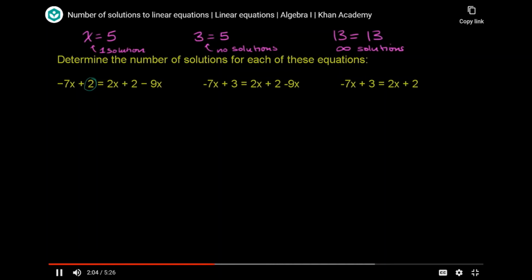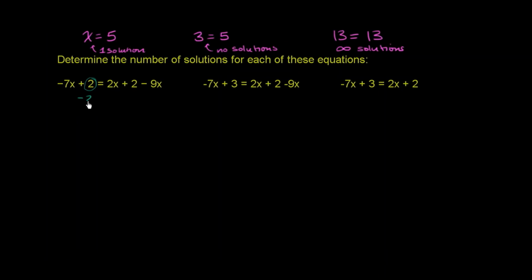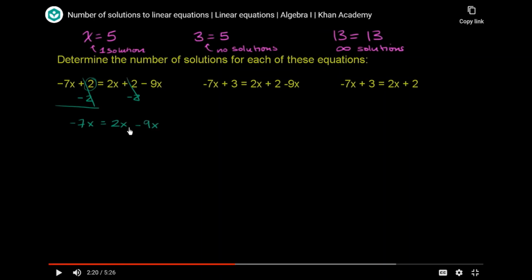2 from both sides. If we subtract 2 from both sides, we are going to be left with, on the left-hand side, negative 7x. And on the right-hand side, you're going to be left with 2x minus 9x. Correct. You guys should know how to do this by now.